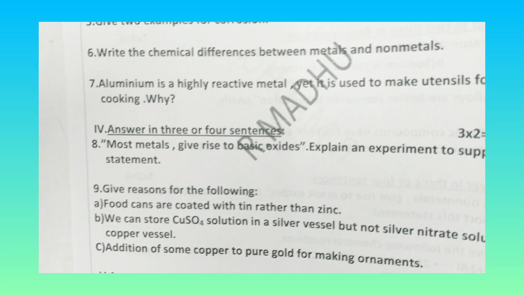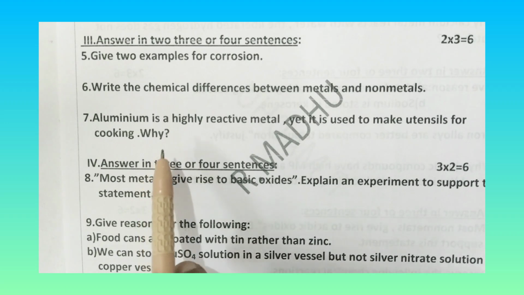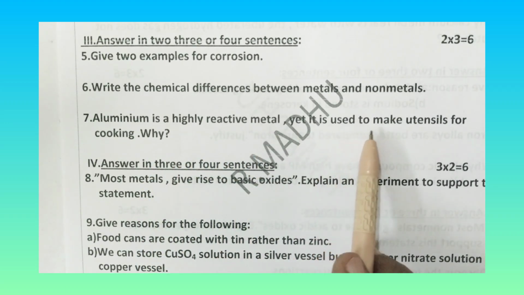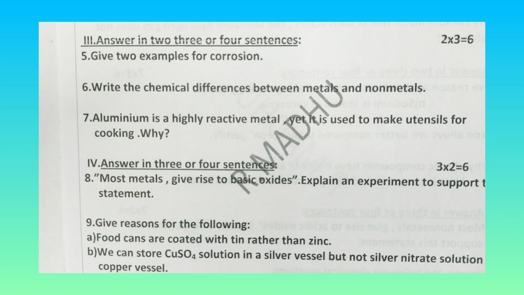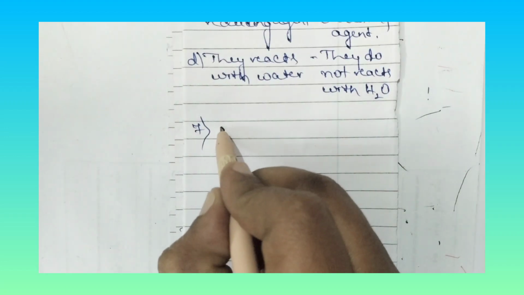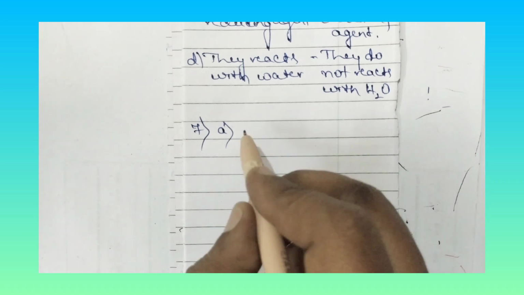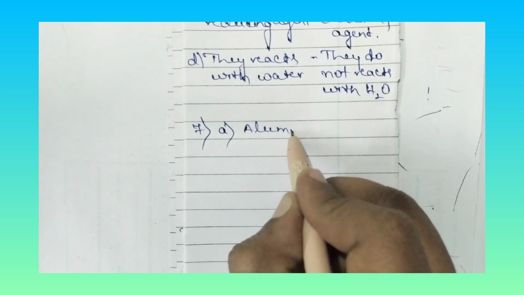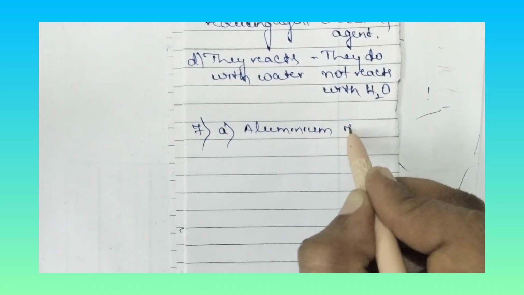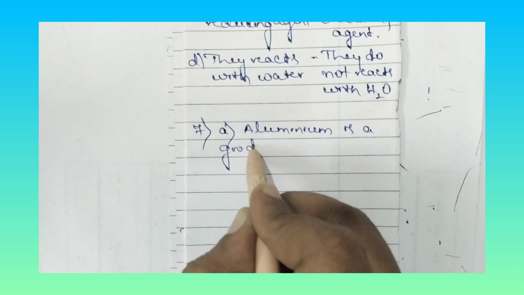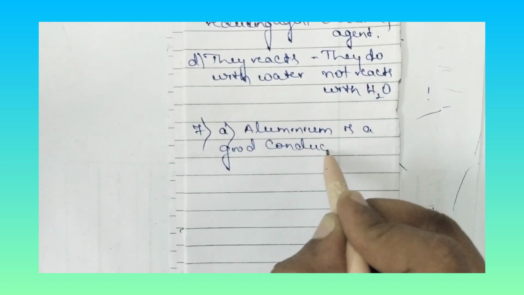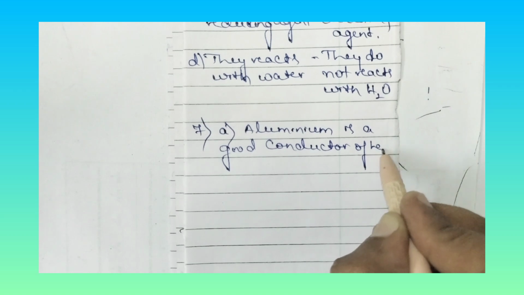Now let us move to the seventh question. Aluminium is a highly reactive metal, yet it is used to make utensils for cooking. Why? So let us answer the seventh one. Aluminium is a highly reactive metal, yet it is used for making utensils for cooking. Why? So first one is that aluminium is a good conductor of heat.